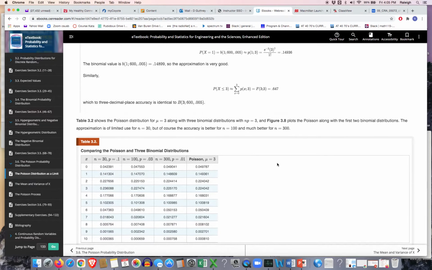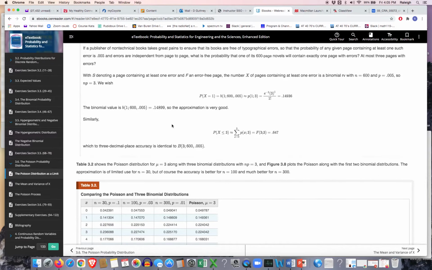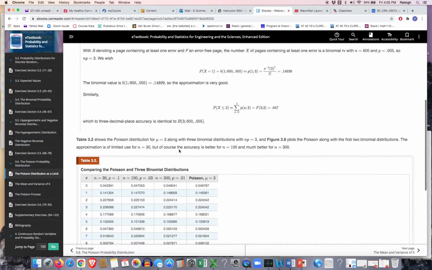And here's a little bit of theory. It's mildly interesting, I suppose, but I'm not going to make a big deal out of it. Here we have mu equals 3 back here, along with 3 binomial distributions with also np equals 3. And we take a look at n equals 30, p 0.1, n equals 100, p 0.03, and n equals 300 with 0.01. All of those have np's equal to 3. And they're all a little bit different. Poisson is the prize we're trying to get at.